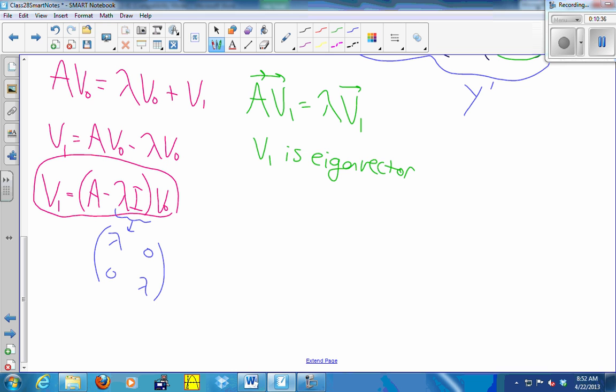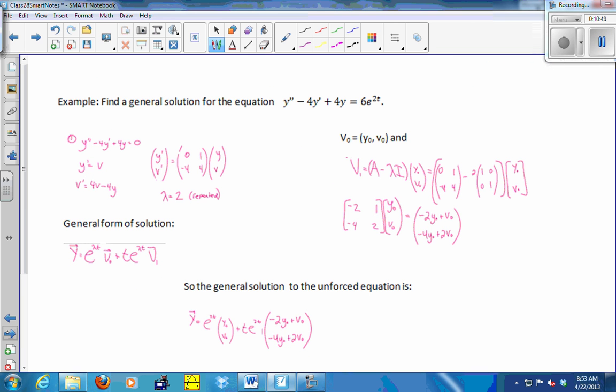You can also just find it this way, right? If that makes more sense to you. It comes out the same. A v naught minus lambda v naught. All right, so that's where the v1 comes from.